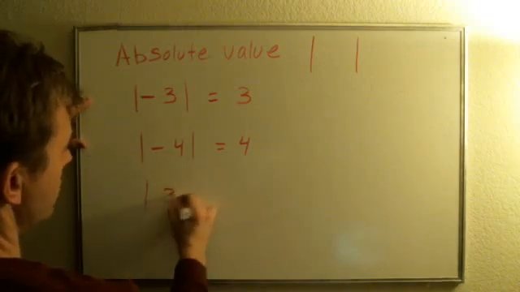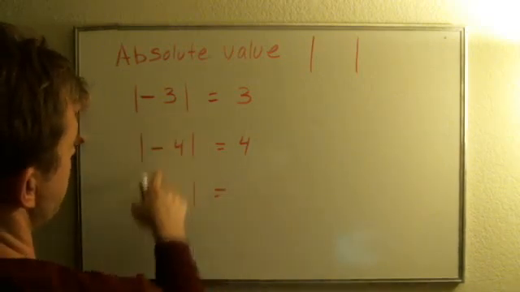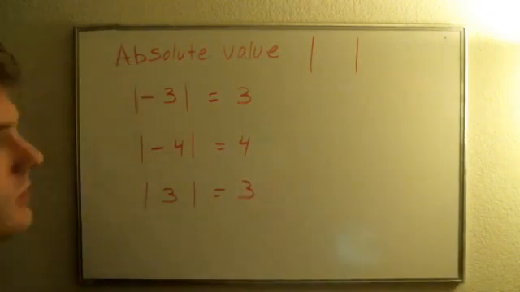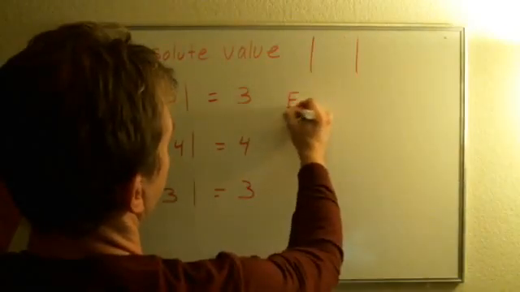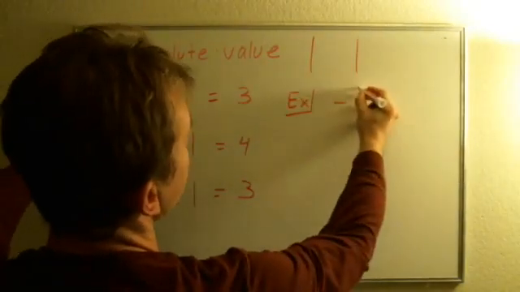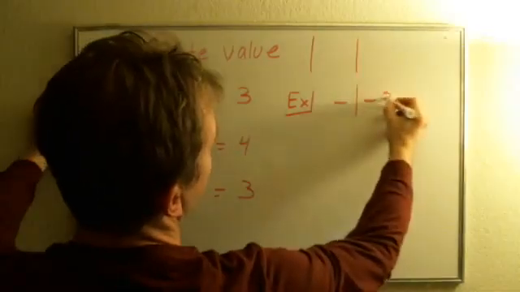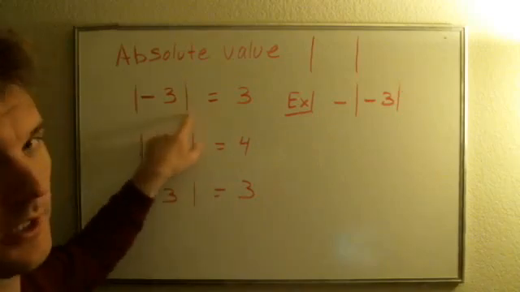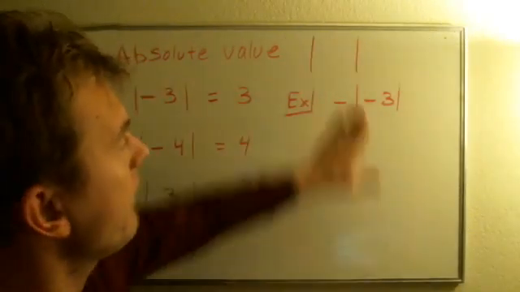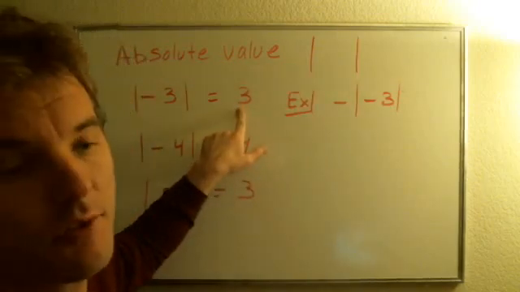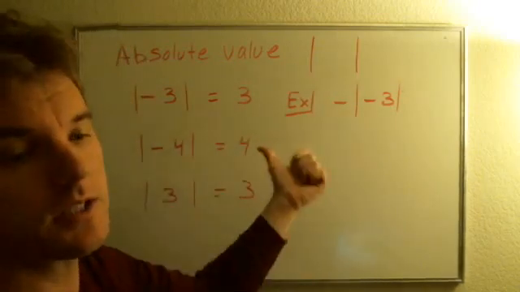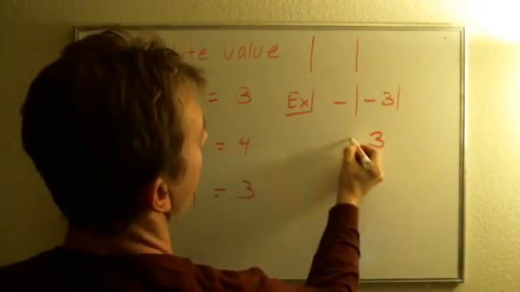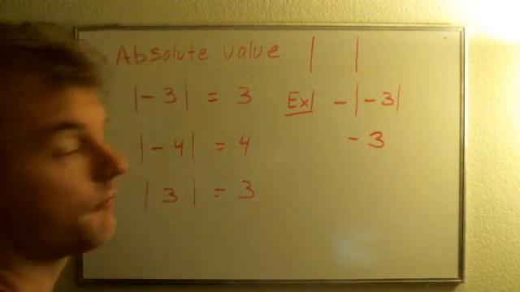Well, if we take the absolute value of just 3, the difference is negative, but it doesn't matter. It's just going to come out 3. So let's do an example here. Let's say that we have a negative on the outside and we have -3 on the inside. So we know from this one right here that if you take this away, you just have 3. But that negative is on the outside. So this is going to be 3, but this negative has to come down to be -3.